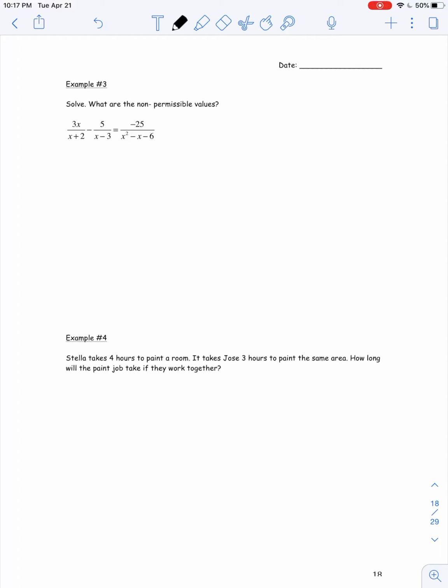So we have solve. What are the non-permissible values? So let's find the non-permissible values. We're going to have to factor this. This is going to be x plus 2 and x minus 3. So those would multiply to negative 6 and add up to negative 1. The non-permissible values would be x cannot equal, from here you get negative 2 because you're just bringing that plus 2 over. And from here you'd get positive 3. So those would be the same as these two. So those are your non-permissible values.